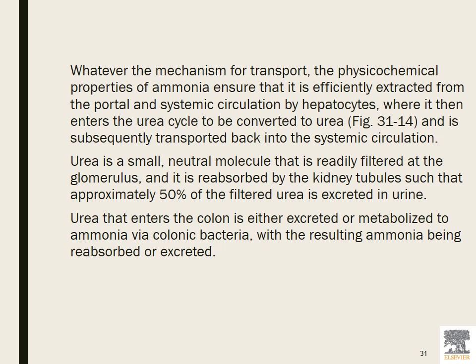Urea is a small neutral molecule that is readily filtered at the glomerulus, and it is reabsorbed by the kidney tubules such that approximately 50% of the filtered urea is excreted in urine. Urea that enters the colon is either excreted or metabolized to ammonia via colonic bacteria, with the resulting ammonia being reabsorbed or excreted.